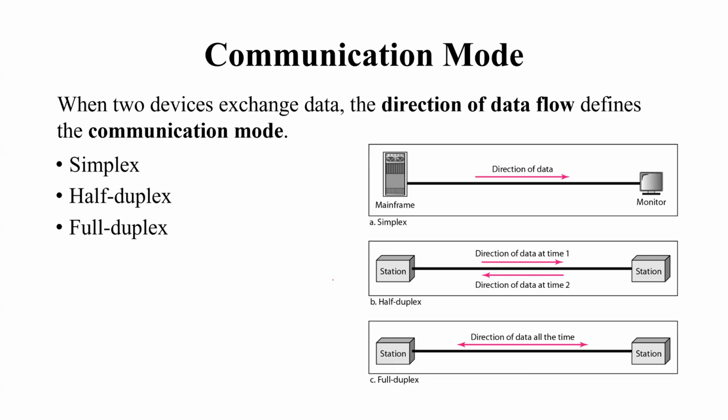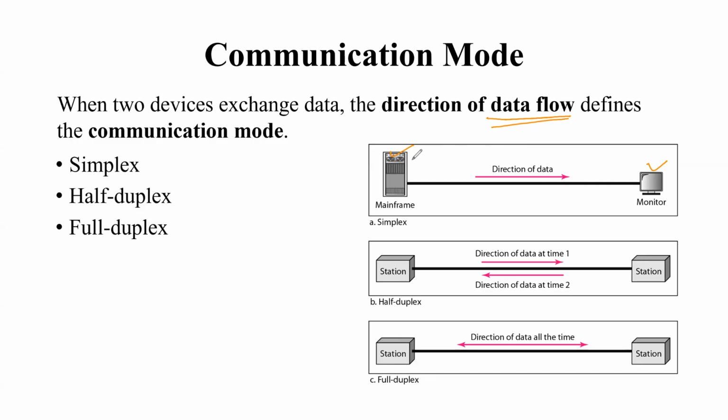In today's lecture, we will talk about the communication modes which are available to us in computer networks. So, when you talk about communication modes in computer networks, I hope you all are aware what a communication mode is. A communication mode is a method by which two devices, for example, a mainframe and a monitor, exchange data with one another. Basically, it is all about the direction of data flow, like in which particular direction the data is going.